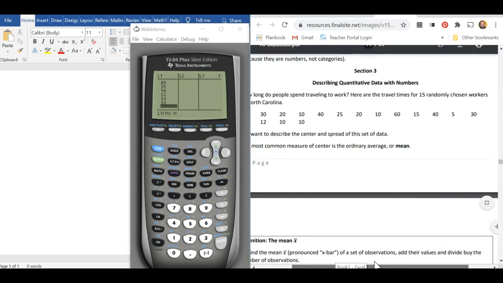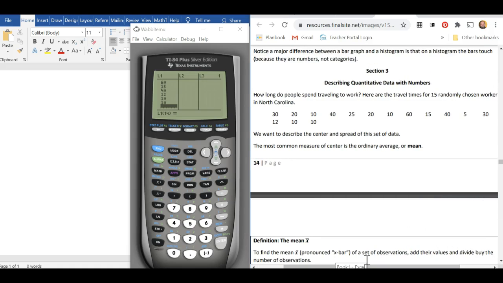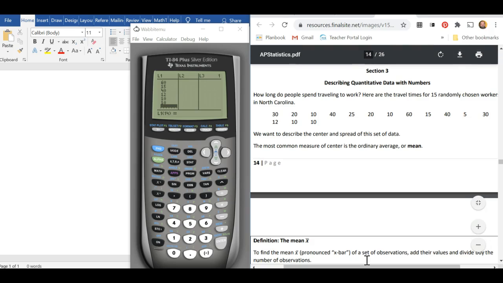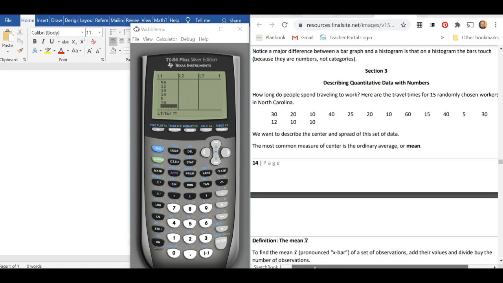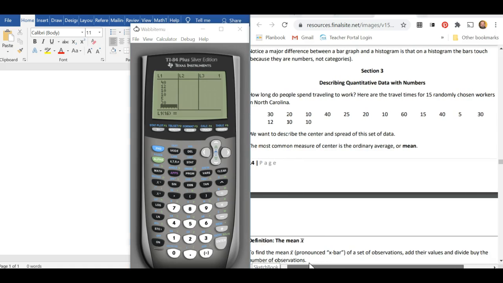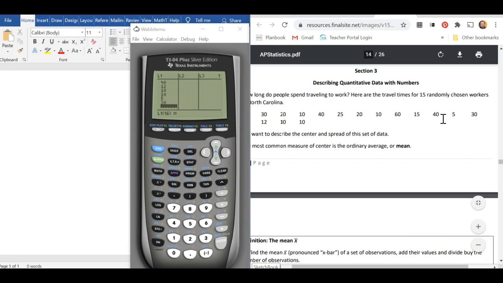Oh, I missed a few. Does it matter that they're out of order? No, because I'm dealing with outliers here, right? So I missed the 5. Let's get that 5 in there, and the 30. Let's see if I missed any more, because I'm not being careful. Nope, that's it. So if anything's going to be an outlier here, it's probably going to be that 5 or that 60.